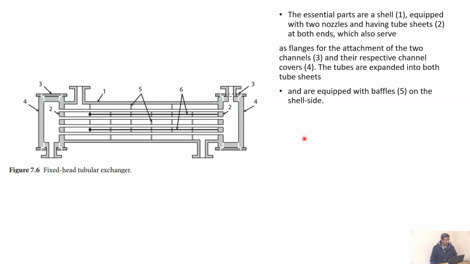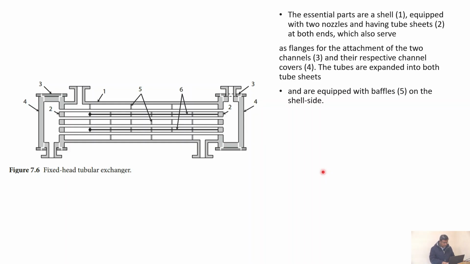This is something about the nomenclature. Number one is shell, number two are tube sheets. Okay, we saw the tube sheets in that video properly. Three are channels. Four is channel cover. Channel, because this is like inflow and outflow channels basically. And five are baffles. Okay. Six are some separators, I think, but he has not mentioned six here.